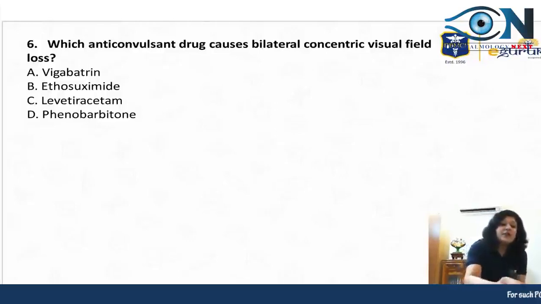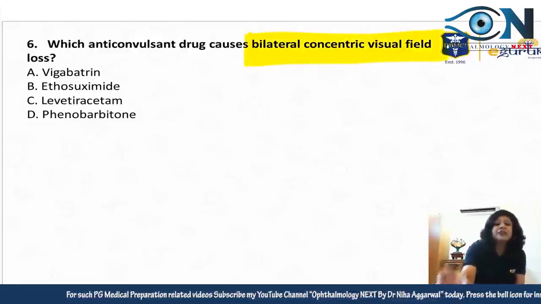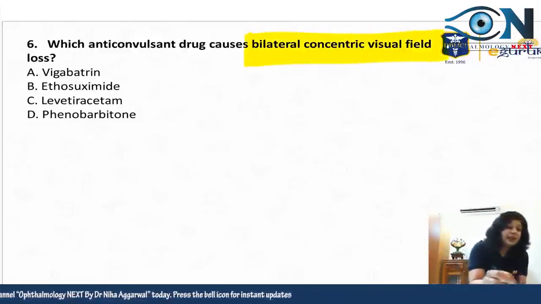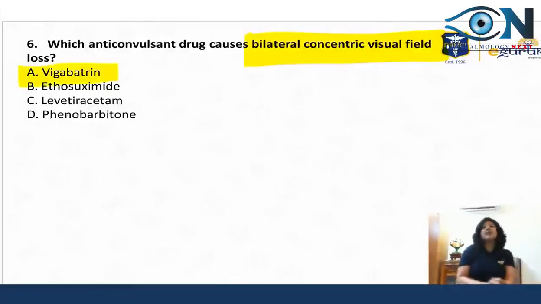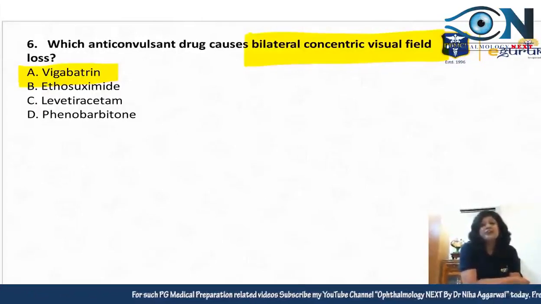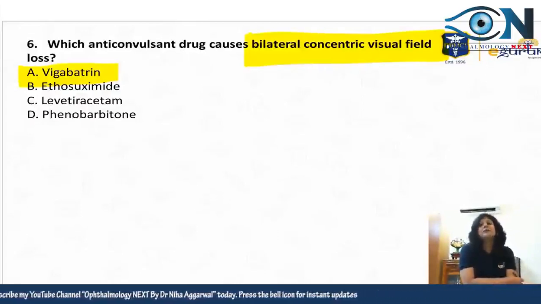Anticonvulsant drug which causes bilateral constriction of the visual field. Bilateral constriction of the visual field. So answer is pretty simple here. This is actually the vigabatrin. Vigabatrin is an anticonvulsant drug. This is usually given in those children who are having tuberous sclerosis, we have mental retardation, we have got seizures, and these babies are given vigabatrin.